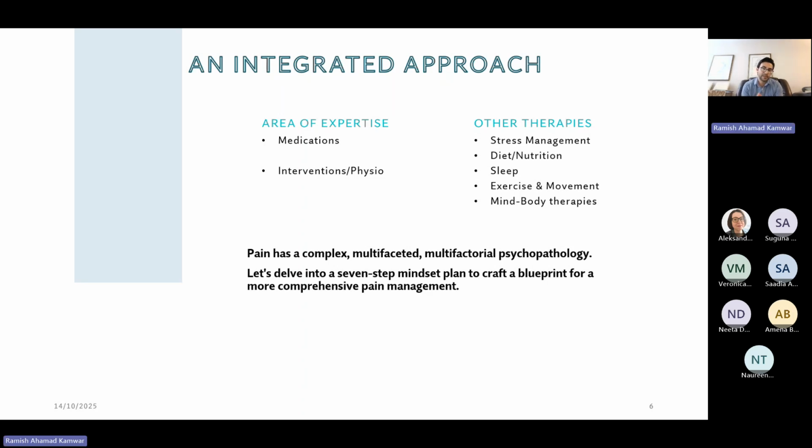So today I will be talking about a 7-step mindset plan to craft a blueprint for a more comprehensive pain management. By this I mean, in the conventional approach we saw that we have these medications and interventions plus sometimes physiotherapy. But if we integrate 5 other approaches, like stress management, if we integrate diet and nutrition, if we focus on sleep, if we focus on exercise and movement, and if we focus on mind and body therapies, we have a 7-step plan.